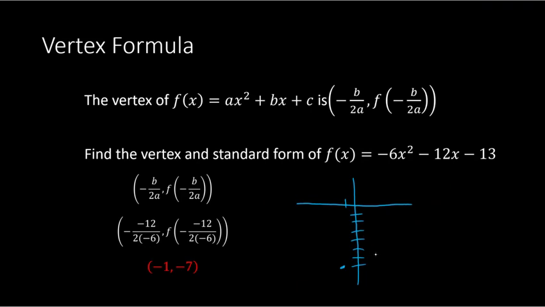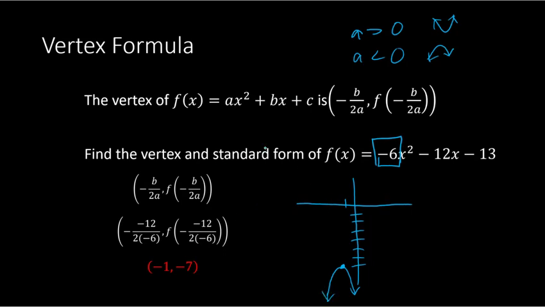Okay, we can graph that. And if you graph that vertex, it would be over 1, down 7, right here. And then we can tell which way it's opening, because if a is bigger than 0, it opens up. If a is less than 0, it opens down. And a is going to be the negative 6. So because it is less than 0, that means it's opening down. So it's going to look something like this.